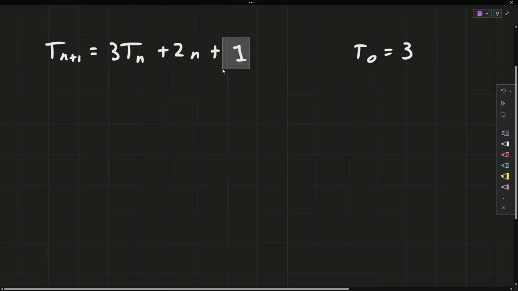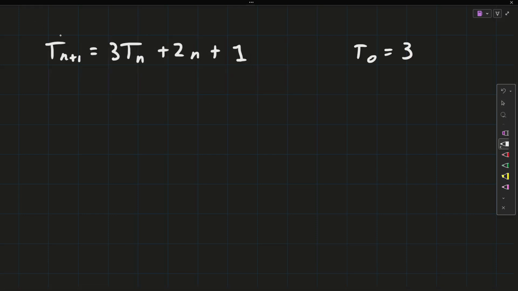We have a 1 here, which is just a constant, and we have a 2n, which isn't a term in the sequence, it just depends on what n is. The first step to solving this is to solve the corresponding homogeneous equation. Usually when we're solving these, we bring all the tn stuff to one side and leave everything else on the other side. So I'm just going to rewrite this as tn plus 1 minus 3tn is equal to 2n plus 1.